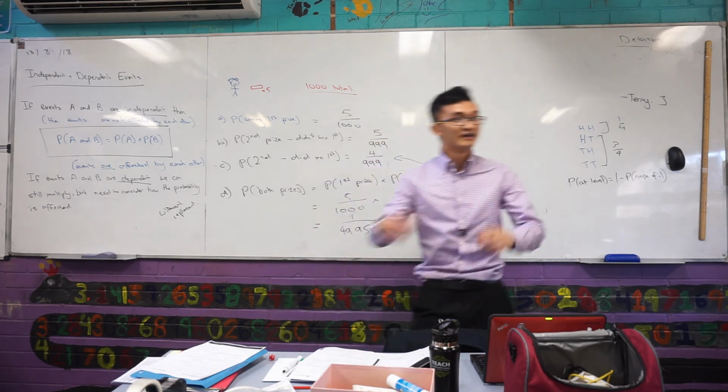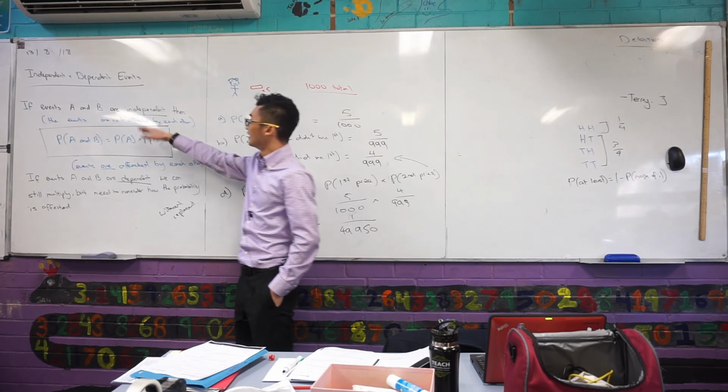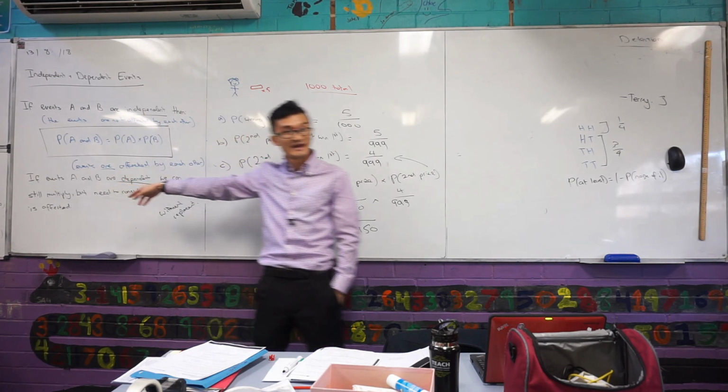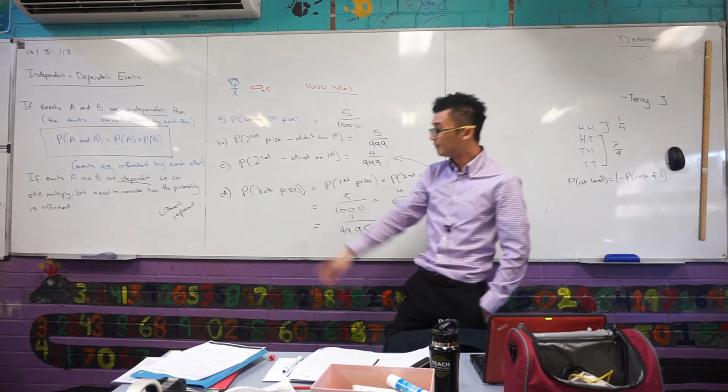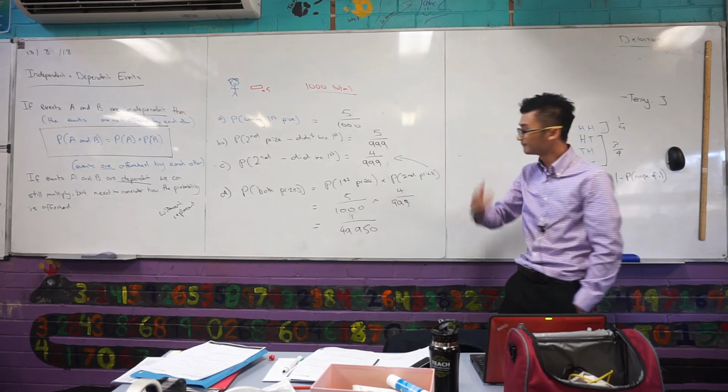But you can see how that's how we can look at these ideas of probabilities. If the events are independent, we multiply them together. If the events are dependent, we can still multiply them together, but we just have to be careful about how the probabilities are affected. Okay? And that's it.